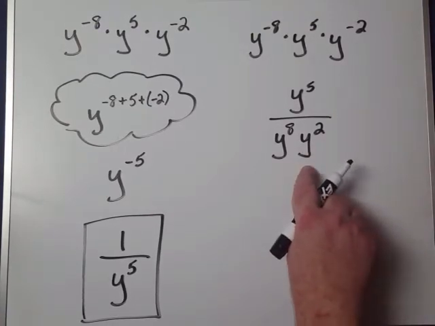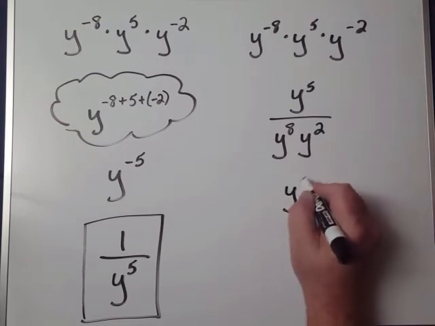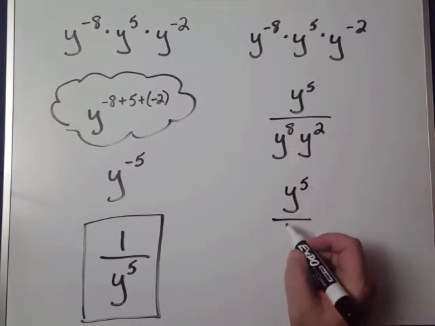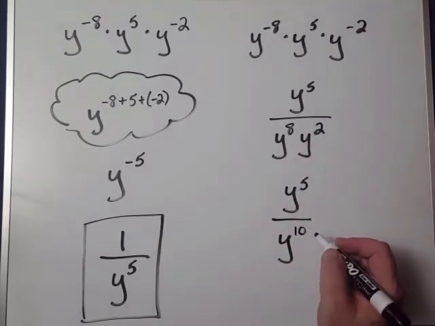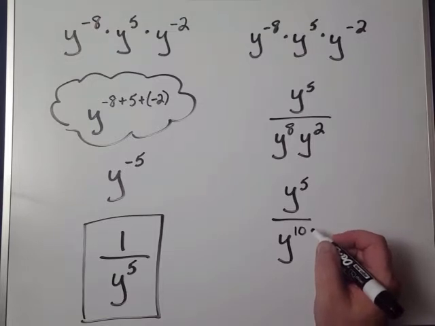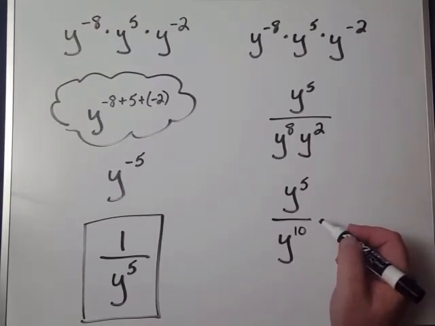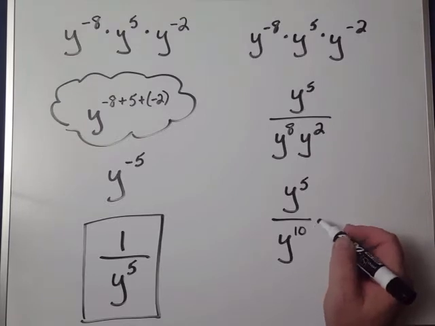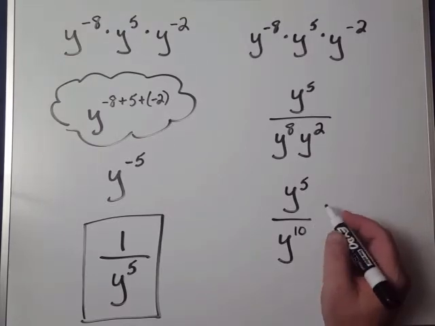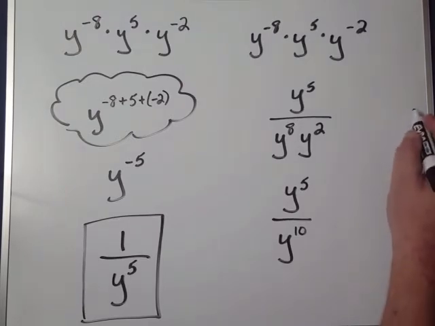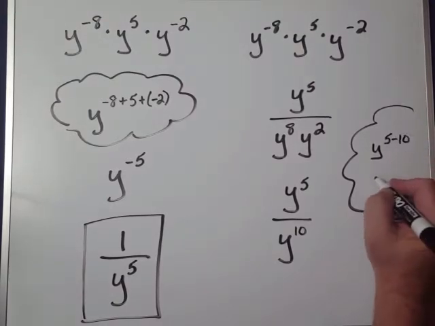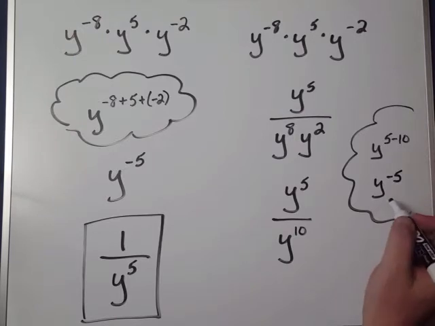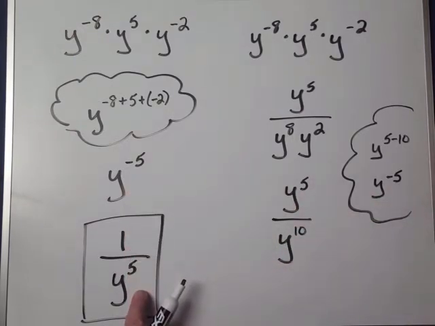In this denominator, I have a product of like bases. Product of like bases, you add the exponents. Y to the 8 plus 2. There's a total of 10 factors of y in that denominator. And then look at this as a quotient of like bases. Now, strictly speaking, and this is not how I do things, that means it's going to be y to the 5 minus 10, or y to the negative 5, which brings me right back here. I'd get the right answer.